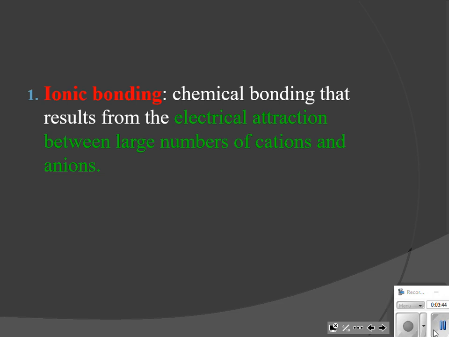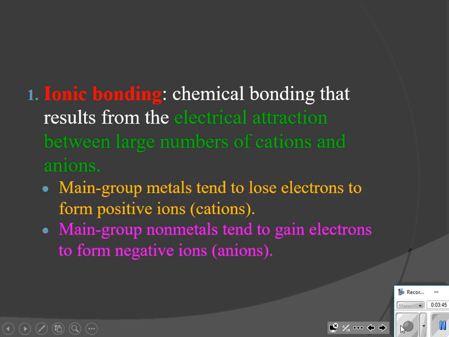Ionic bonding. Chemical bonding that results from an electrical attraction between large numbers of cations and anions is the definition for ionic bonding. We talked about cations. We talked about anions already. What is a cation?